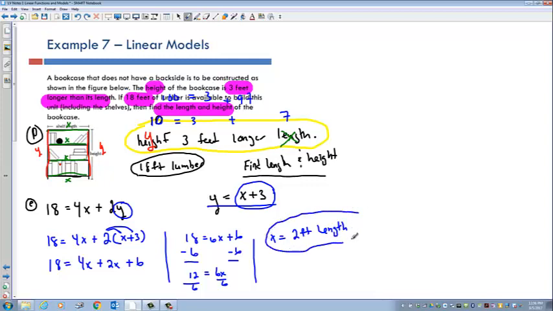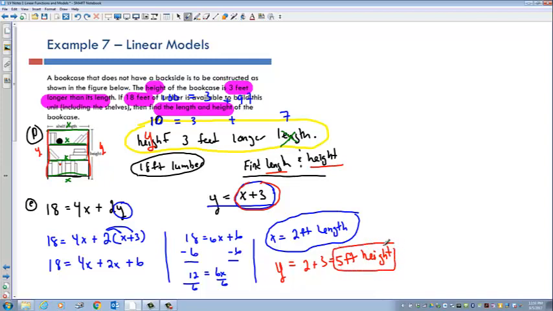Now the question you want to ask is, are we done yet? To answer that question, we should go back to what we need to find. We found the length, but we still need to find the height. That's why I always write this down. So the height, h, or in this case y, is going to be equal to x plus 3. So if x is 2, it's 2 plus 3, which equals 5 feet. And that's the height. That's the answer for the height.